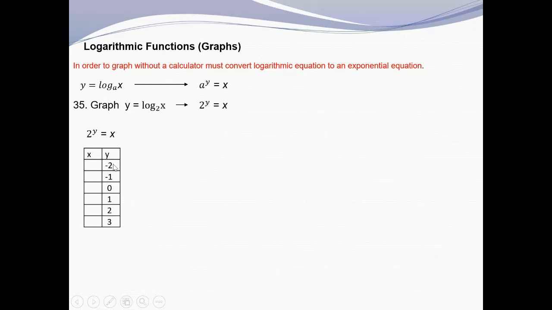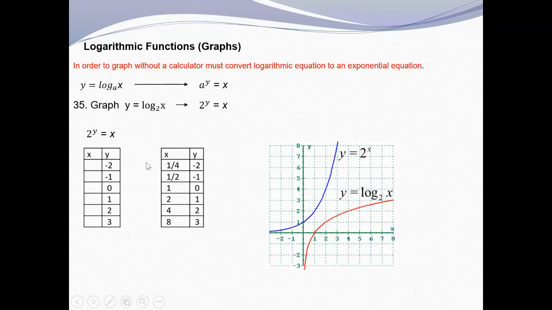And what points do we use? The very same points as before: -2 all the way to 3. If we repeat the process as before, when y is -2, x is going to be 1/4. When y is -1, it's going to be 1/2, all the way to 8. When y is 3, it's going to be 8. So the graph in blue is the exponential graph. The logarithmic graph will be in red.